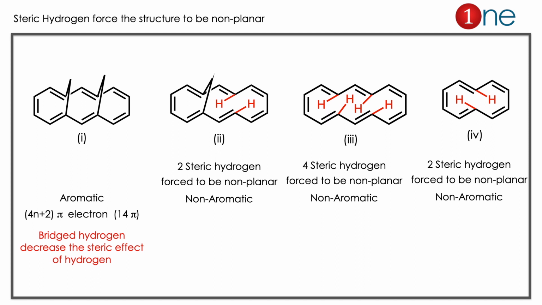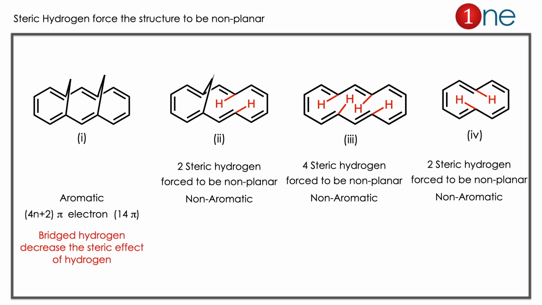If you look at the second one, two steric hydrogens are there, the structure is not planar, hence non-aromatic. If you look at the third structure, it has 4 steric hydrogens, definitely forced to be non-planar and it is non-aromatic. If you look at the fourth one, that's also having 2 steric hydrogens, it is forced to be non-planar, non-aromatic. The only aromatic is the first one.